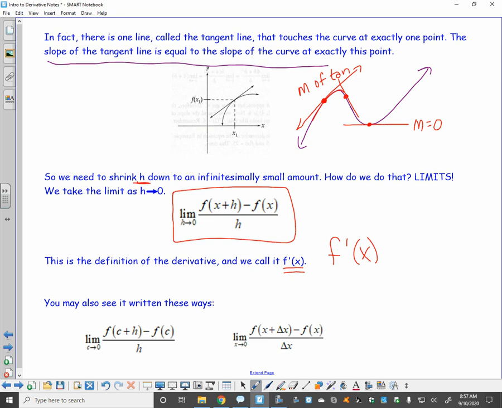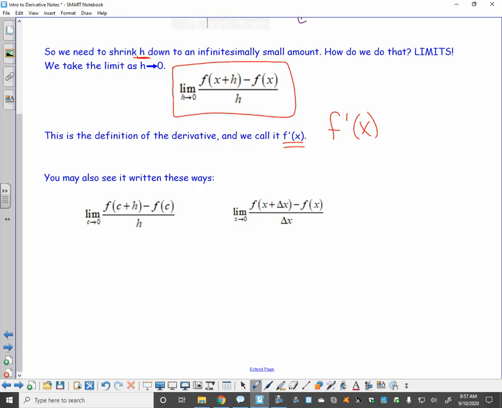You can also see it written these ways, except this is a typo. That should not be a C. That should be an H. So they can replace x's with c's. You can also see it with this delta x. Delta in math means change. And h is the change in x. Remember, it was the distance from one x to the other x. So h is delta x. So those are just other ways that you can see it.